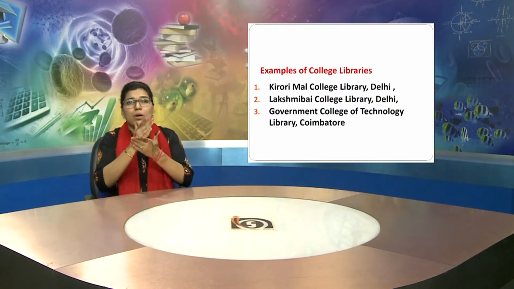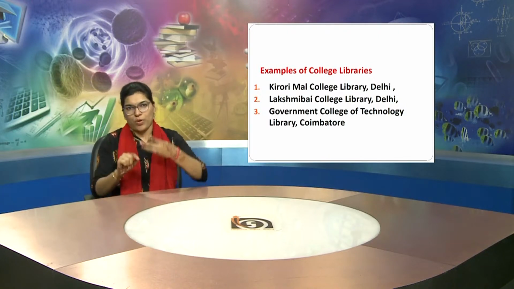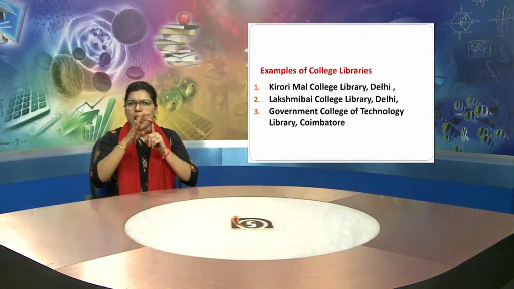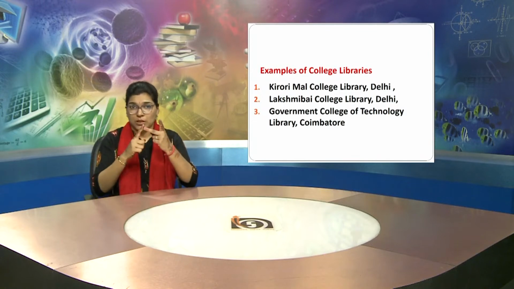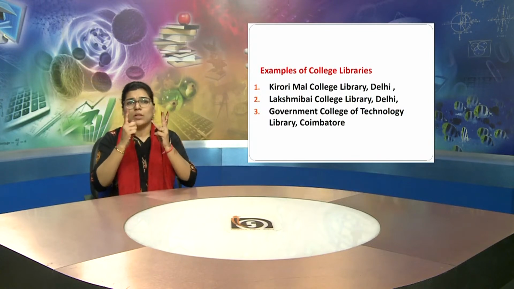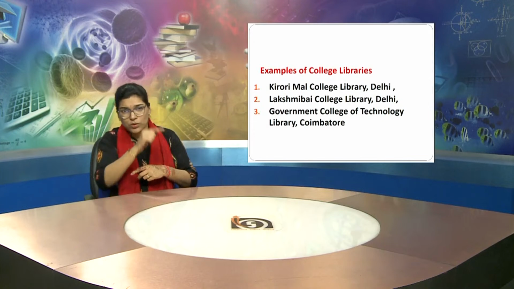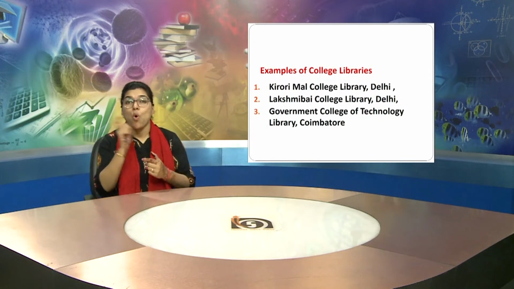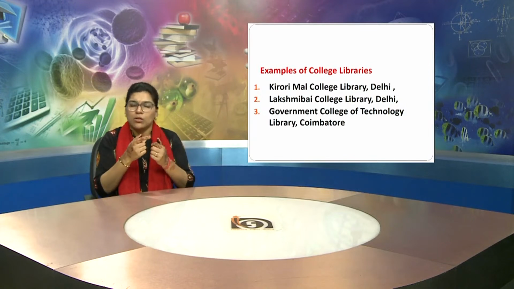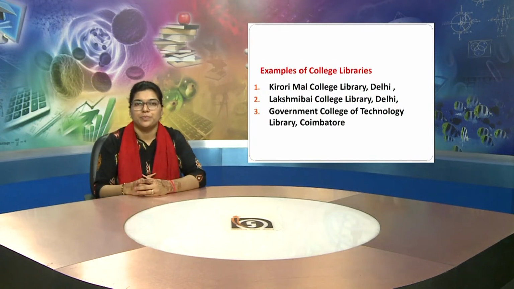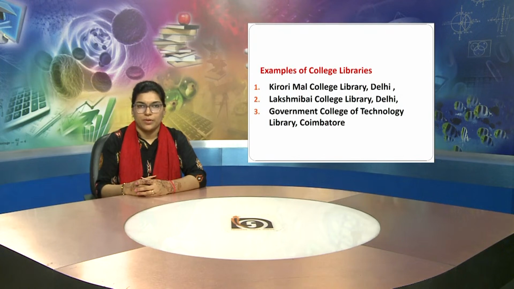Now there are some examples of college libraries. These are the names of college libraries which you can see. First is Kirorimal College Library, it is in Delhi. The second is Lakshmi Bai College Library, it is also in Delhi. And then another name, Government College of Technology Library, it is in Coimbatore.